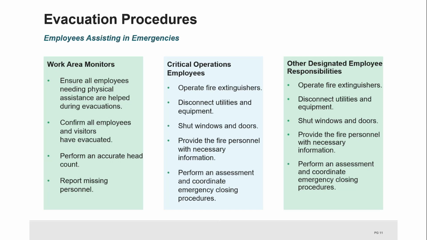responsible individuals. Other designated personnel in the EAP may be required to do the following tasks: operate a fire extinguisher, disconnect utilities, shut windows and doors before evacuating if it's safe to do so, and provide the fire personnel with necessary information about the facility and the head count.